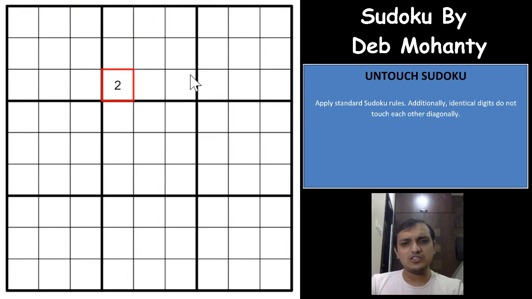Whenever you have the possibilities of 2 in two cells with one cell in gap in between, then this cell cannot be a 2, right? These are some basic notations that you usually come across in an untouched Sudoku. So if you have a 2 here, both of these cells won't have a 2, right?